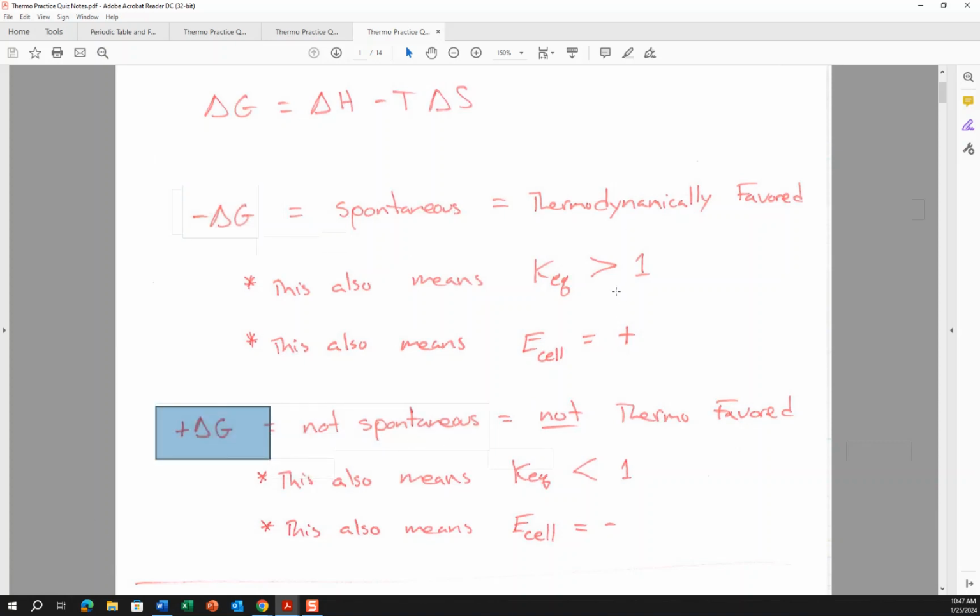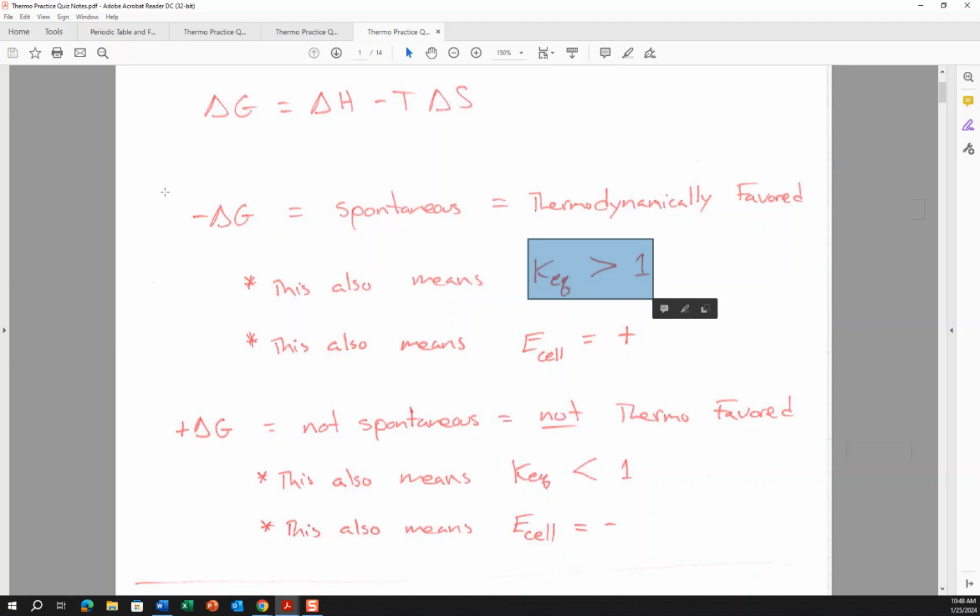But the other two values you could use to justify if a reaction is thermodynamically favored at a given temperature or spontaneous is the value of K and cell potential. Now, since we're doing a practice quiz on thermo, cell potential probably has not been taught to you. So you can kind of ignore this, but you most likely have talked about the equilibrium constant.